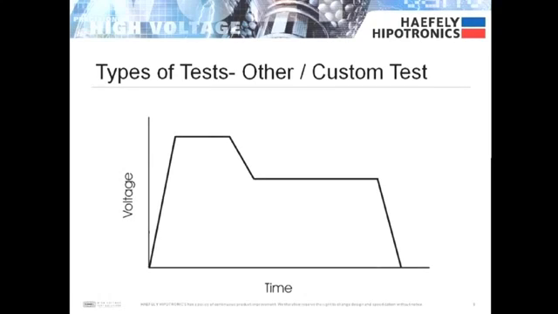And then the last one is custom tests. There are a lot if you're doing different types of type testing or R&D, where you need to do your own type of sequence, where you might raise the voltage up very high, then dwell, then bring it down, basically any type of sequence that you can think of. Some customers need to do this on their test object.